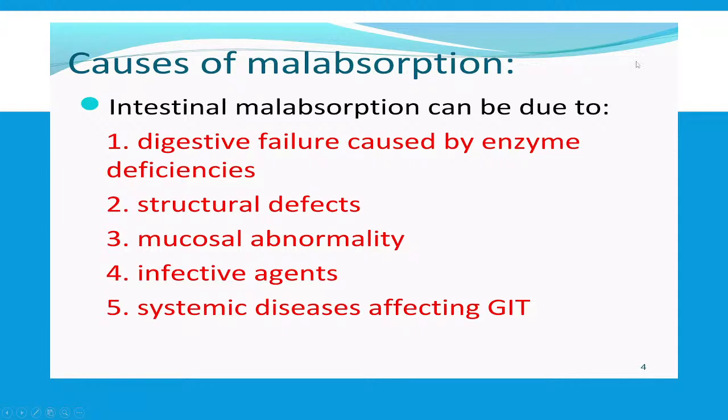Now, causes of malabsorption. The causes of malabsorption can be divided as digestive failure caused by enzyme deficiency, structural defects, mucosal abnormalities, infective agents, and systemic diseases affecting GIT. So there could be a digestive failure due to various enzyme deficiencies, such as in chronic pancreatitis we have deficiencies of pancreatic enzymes. Then there could be structural defects in the form of Crohn's disease, IBD. Then there can be a mucosal abnormality such as in celiac disease. Then there can be infective agents such as tropical sprue and Whipple's disease, and there can be systemic diseases which could be affecting GIT.